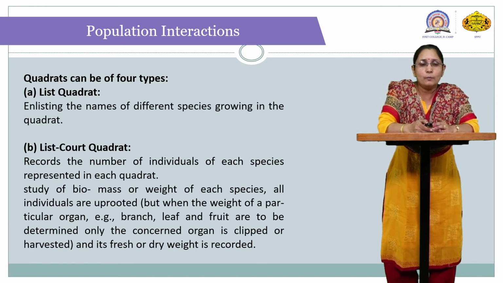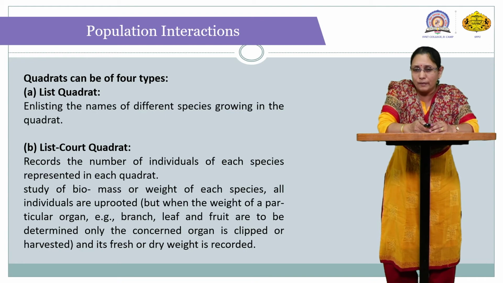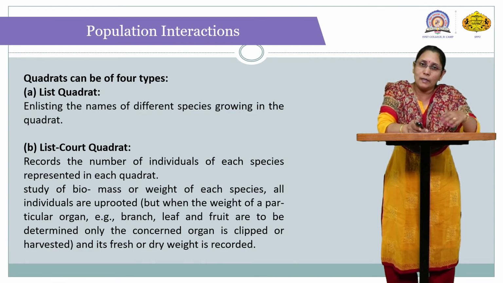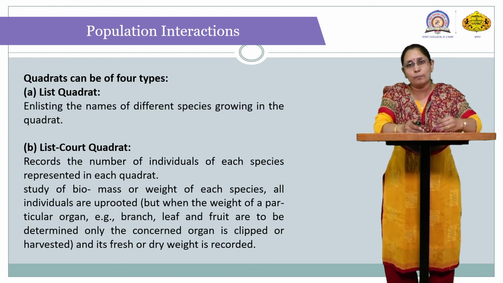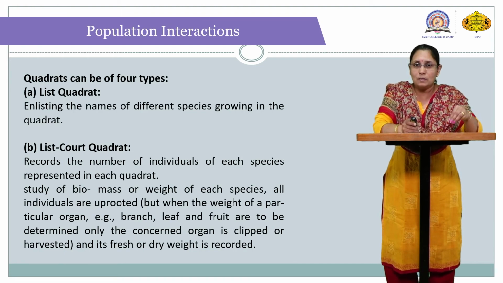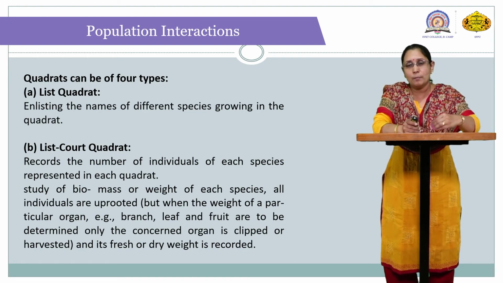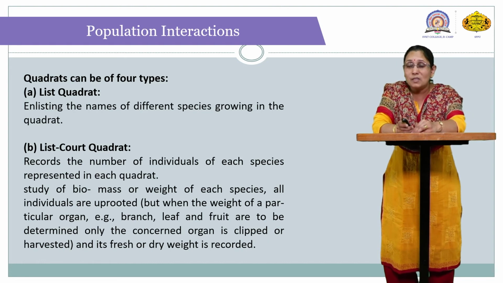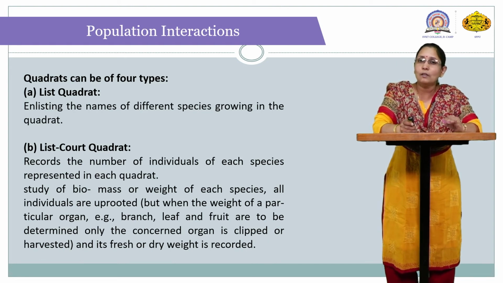Then second is the list count quadrat. What is this list count quadrat? This records the number of individuals of each species. So a variety of species is there, and it gives us the idea of the variety of species as well as their number. Meaning, what is the number of A variety, what is the number of B variety, what is the number of C variety, etcetera. All this can be listed with the help of the list count quadrat method.